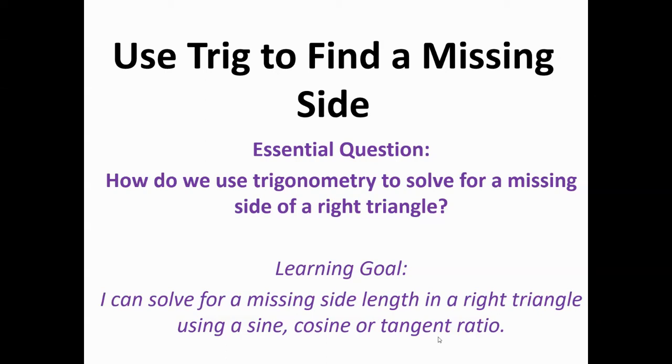Mrs. Rondo. Sorry. Today, we're going to be talking about how to use trig to find a missing side. Our essential question: how do we use trigonometry to solve for a missing side of a right triangle? And then our learning goal: I can solve for a missing side length in a right triangle using a sine, cosine, or tangent ratio. So we are going to be reviewing those trig ratios, sine, cosine, and tangent, and using them to find missing lengths in triangles.